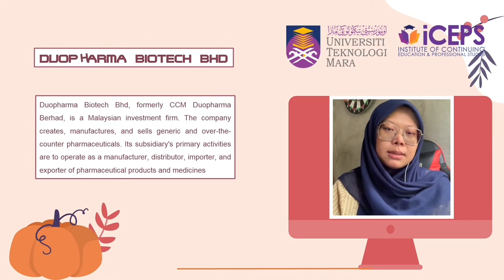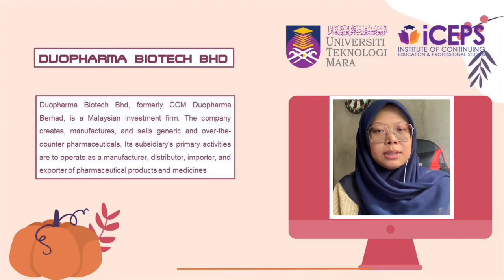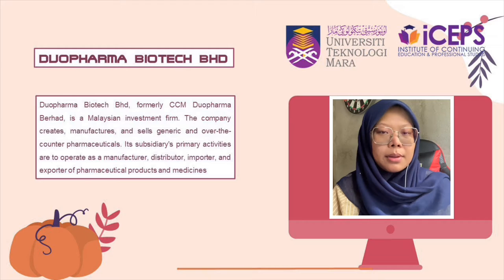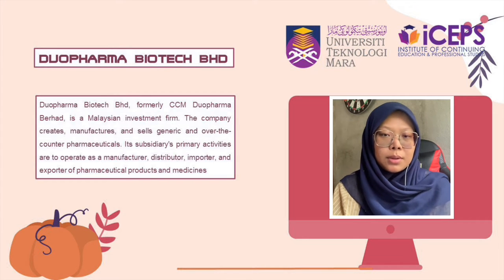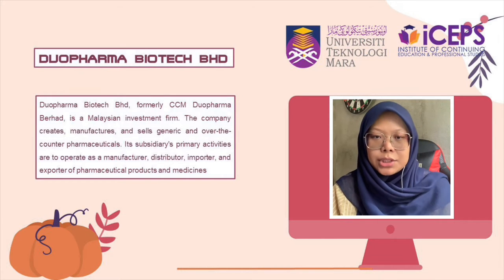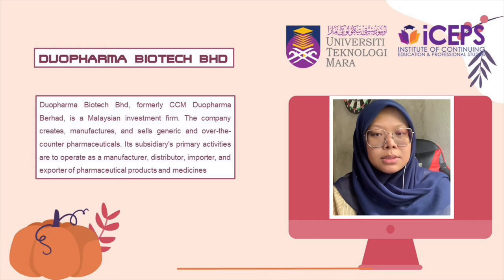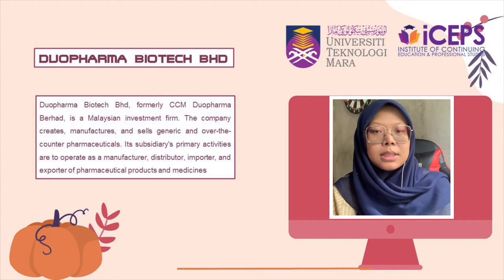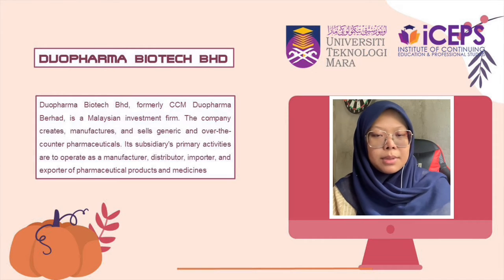Today, I will present about Gautama Biotech Berhad, which is the second company that we chose. Gautama Biotech Berhad, formerly known as CCM Gautama Biotech Berhad, is a Malaysian investment firm. This company is one of the largest pharmaceutical companies. This company manufactures and sells generic and over-the-counter pharmaceuticals. The segment of pharma is to manufacture and distribute pharmaceutical products. Its subsidiary's primary activity is to operate as a manufacturer, distributor, importer and exporter of pharmaceutical products and medicine.